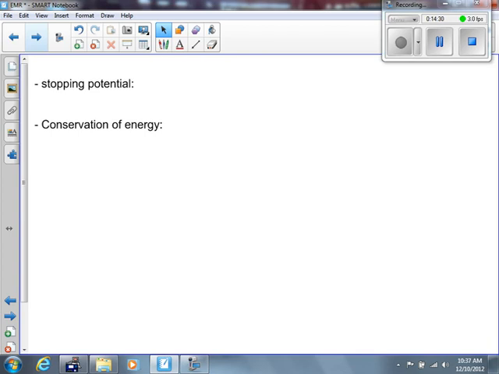The stopping potential is defined as the potential difference required to stop an electron that has already been ejected. So an electron is ejected, an electron leaves, so therefore the light must be above the threshold frequency. If we apply a potential difference, then we can either cause that electron to speed up, or we can cause it to slow down. If we apply a big enough potential difference, we can actually cause the electron to stop.